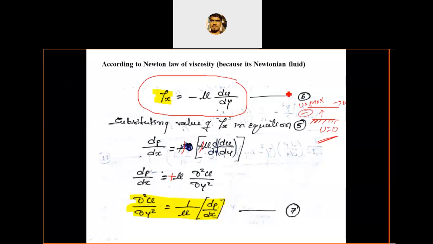So substituting equation 6 in equation 5, finally we got dp by dx is equal to minus, and already there is a minus, so that minus and this minus get cancelled. So finally dp by dx is equal to plus mu d by dy of du by dy, that is mu times d square u by dy square. If you move this mu to the left side, then d square u by dy square is equal to 1 by mu dp by dx. We call this equation 7.